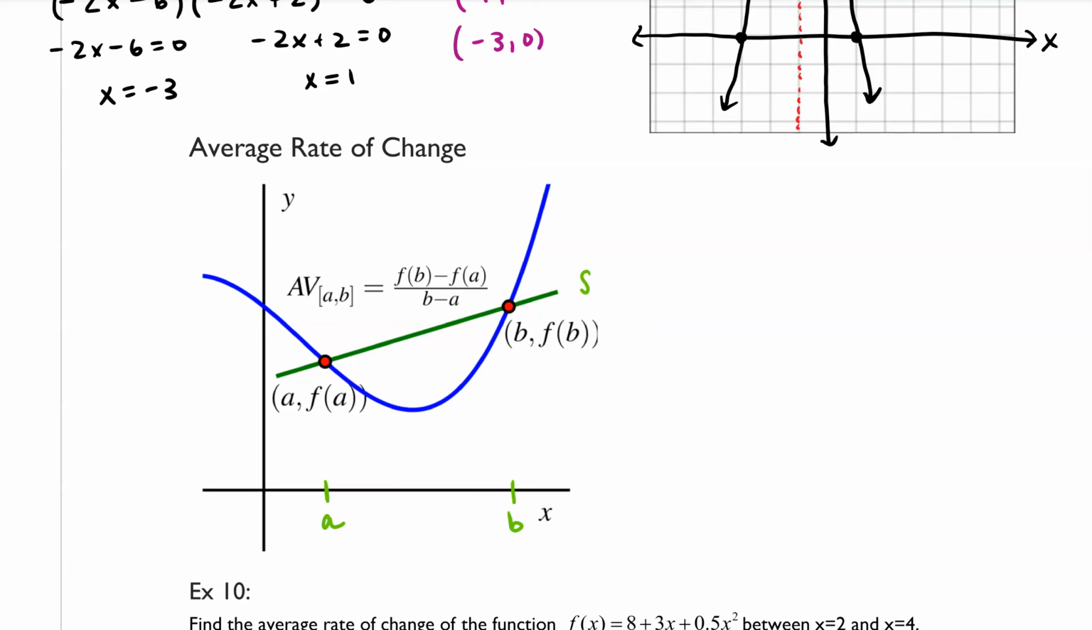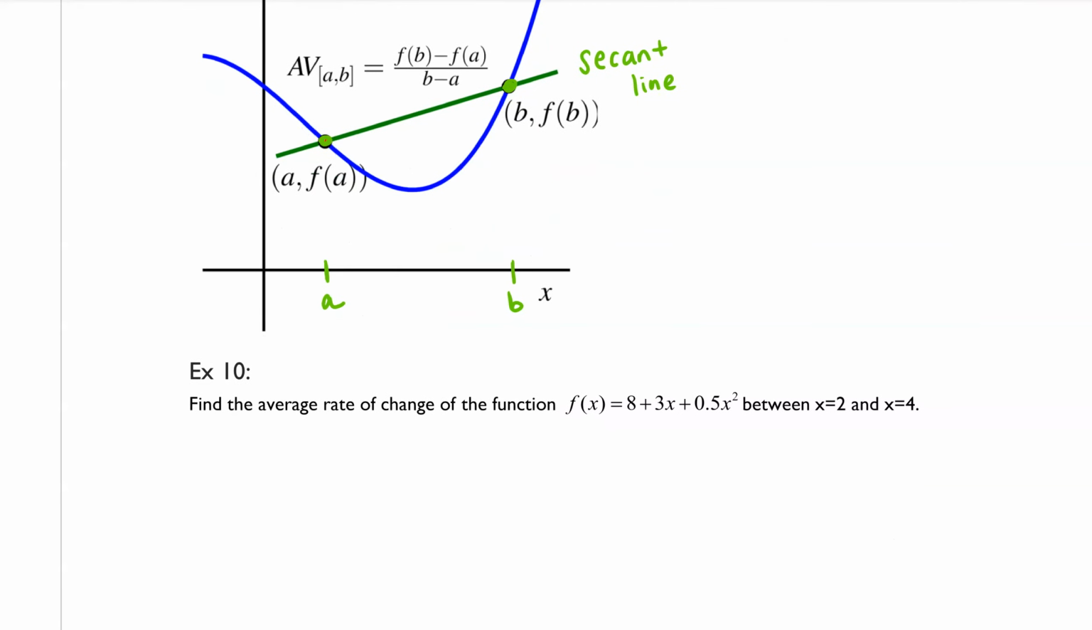And this green line is also called the secant line, which is just the line that goes through these 2 points here that we're looking at. So another way of saying the average rate of change is the slope of the secant line. Okay, and it looks more complicated, I think, than it really is. So let's jump into an example. It says find the average rate of change of the function f of x equals 8 plus 3x plus 0.5 x squared between x equals 2 and x equals 4.